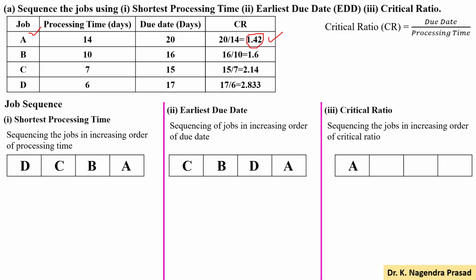Next to the minimum value is 1.6 for job B. So I place job B after job A. And next to the minimum value is 2.14, that is for job C. So I place job C after job B. And the last one is job D. So here A, B, C, D is the job sequence by the critical ratio.